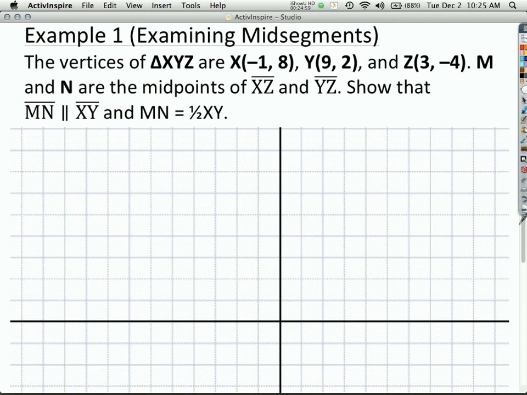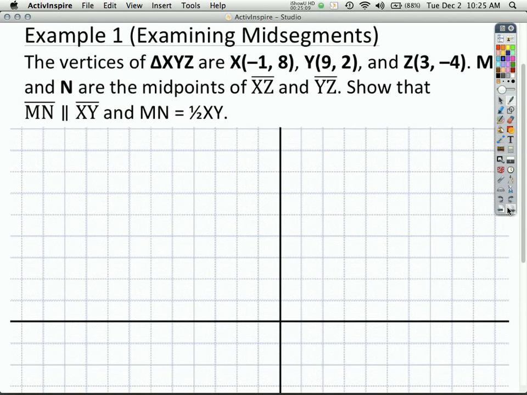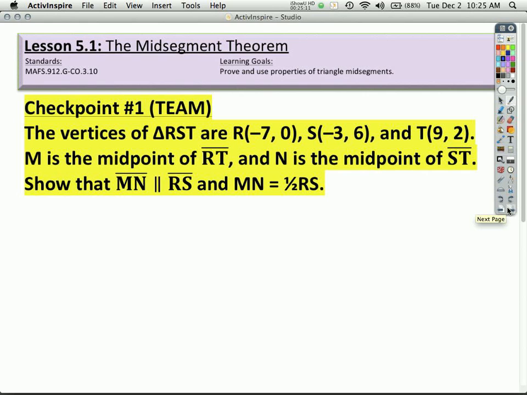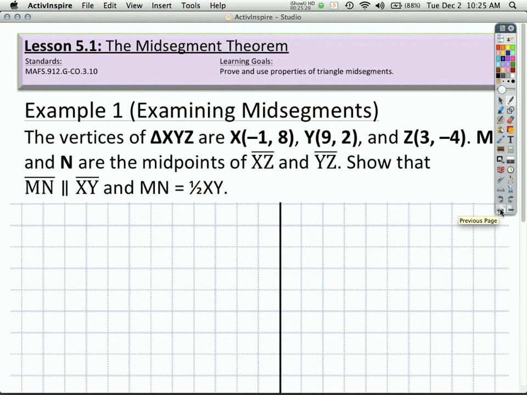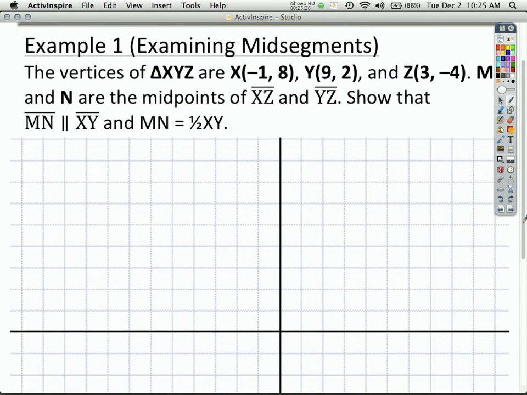Now you see that I already have a grid set up. So we're going to actually do example 1 two ways. We're going to do it visually and mathematically. After that, I'm going to give you a checkpoint. The checkpoint you are going to do purely mathematically. You are not going to draw the picture for the checkpoint. So you have to pay close attention to what happens during this example because you have to get a lot out of it. Anyone have any questions about that?